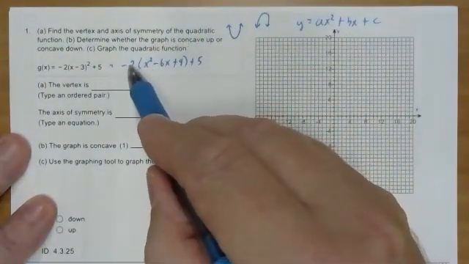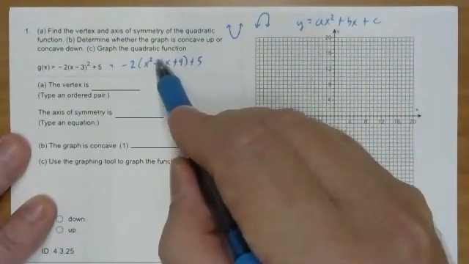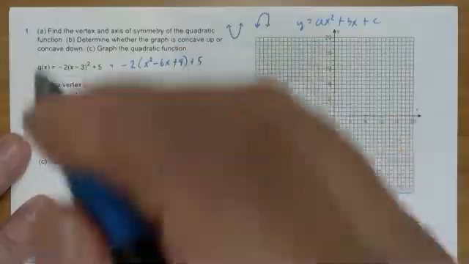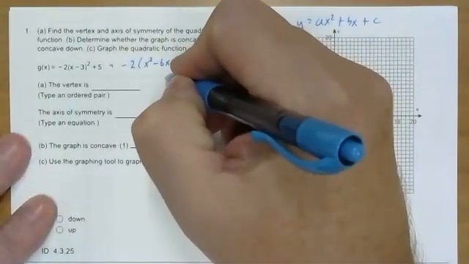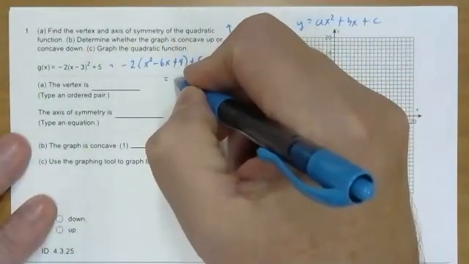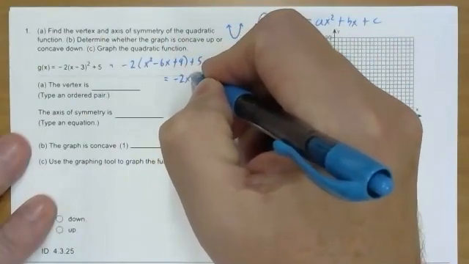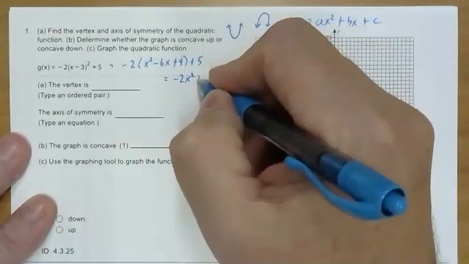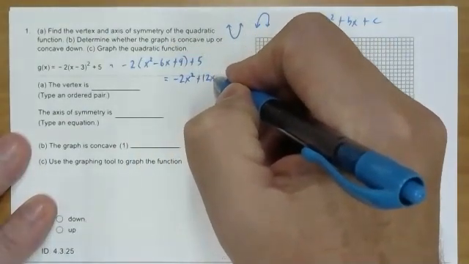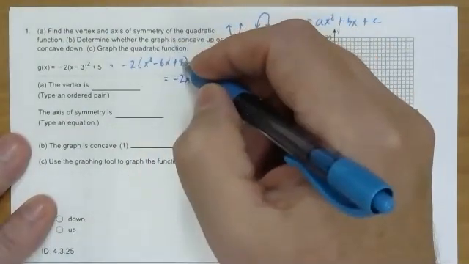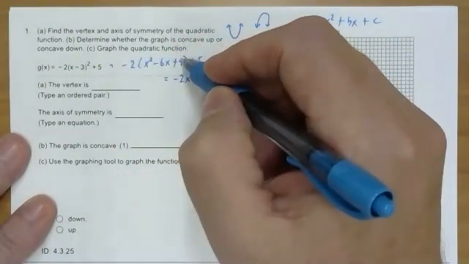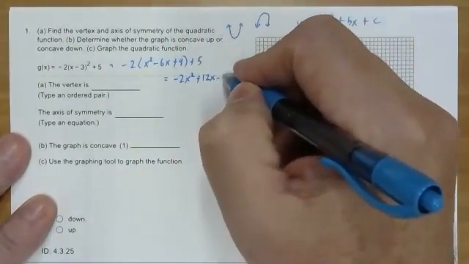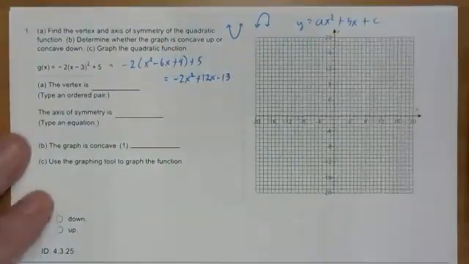So what I'm going to do now is I'll distribute the -2 to everything inside the parenthesis, and then add this 5. So therefore, my equation is going to be -2x squared. -2 times -6x is plus 12x. Then -2 times 9, that's going to be -18 plus 5. So I believe it should be -13.